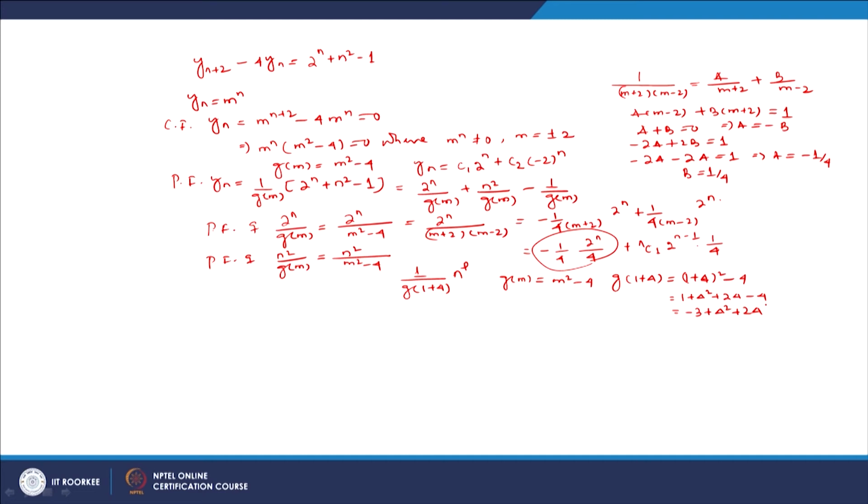And directly, if you write the particular function here, you will have in the denominator 1 by (minus 3 plus delta square plus 2 delta) operated on n square. Since we cannot operate this operator if we keep it in the denominator part, we have to keep it in the numerator part here.